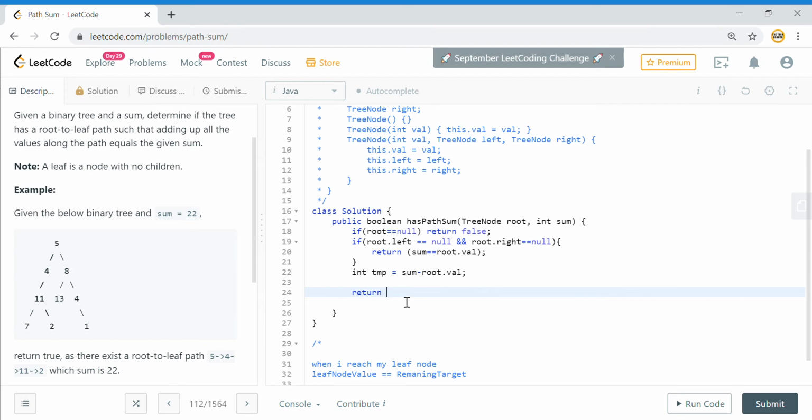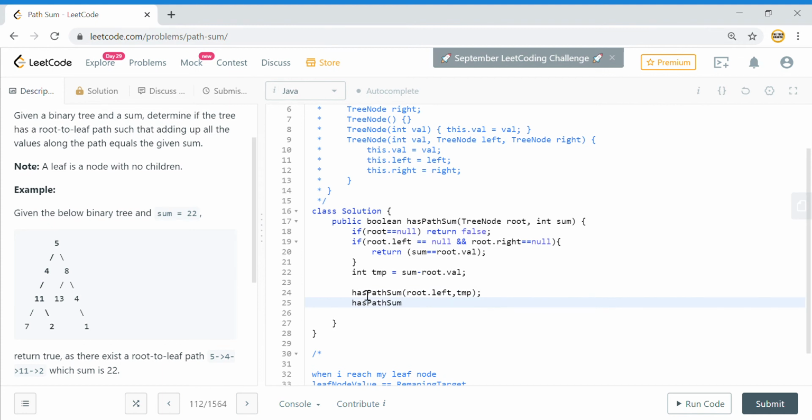So for that we will say, okay, on the left hand side, do I have a path? I will not say return here for now. I will go to root.left with my remaining target, which is temp. I will also go to the right, so I will go to root.right with the remaining target.